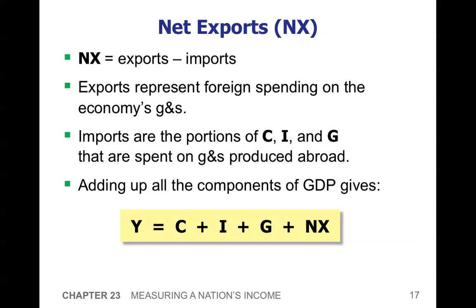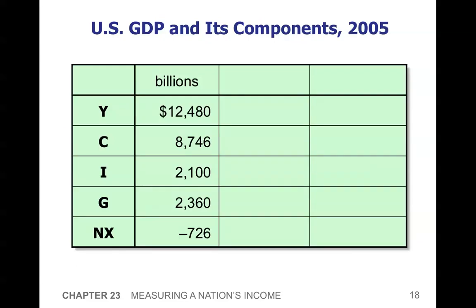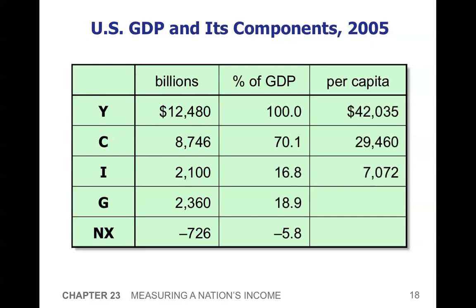Adding up all the components gives us, again, Y equals C plus I plus G. Now, putting it all together, what is the major component of GDP? The major component is consumption. This is in 2005, about 70% of GDP.